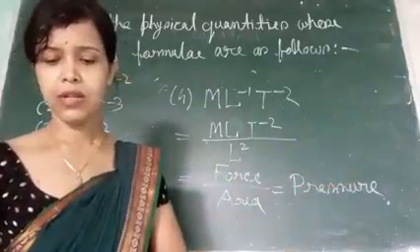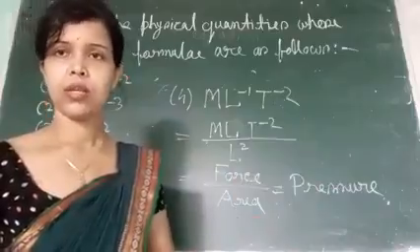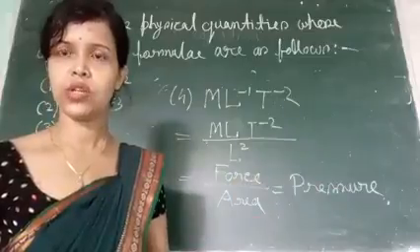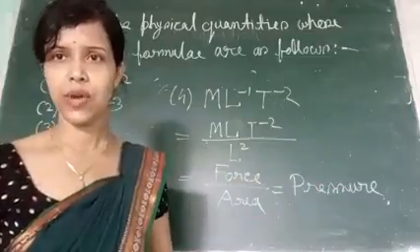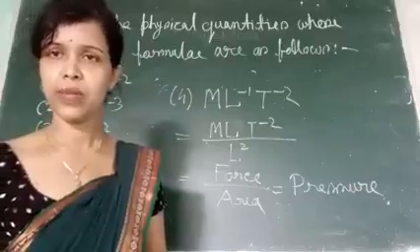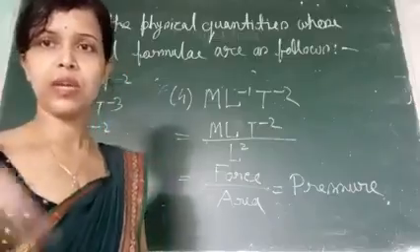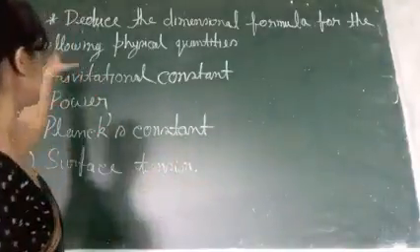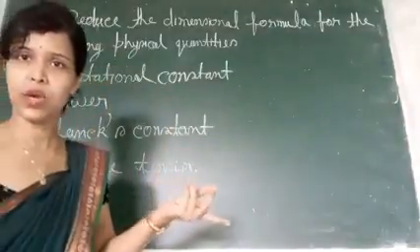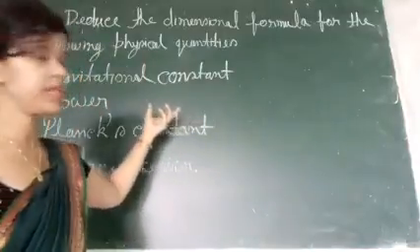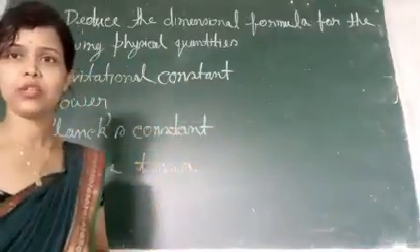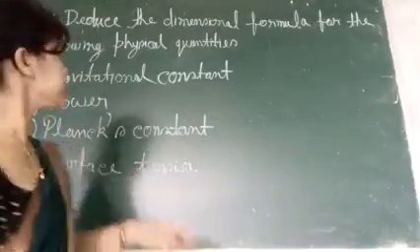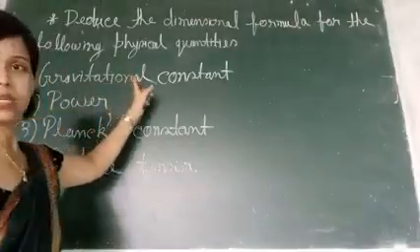After that, I will discuss some dimensional formulas of some physical quantities. Now in this question, the names of the physical quantities are given, so we have to find out the dimensional formula. So let's see. This time, the names of the physical quantities are given. We have to deduce what will be the dimensional formula. So first, what is the physical quantity here?